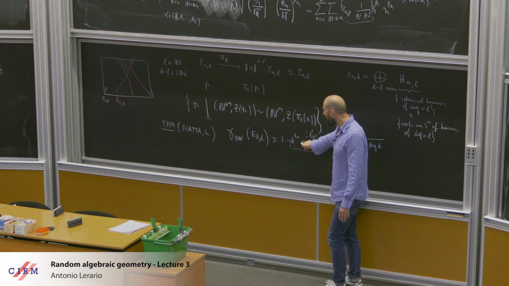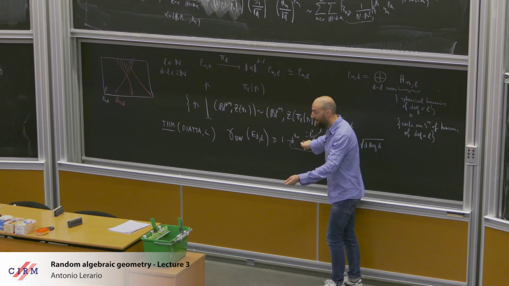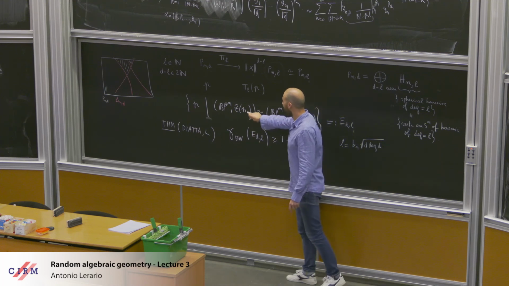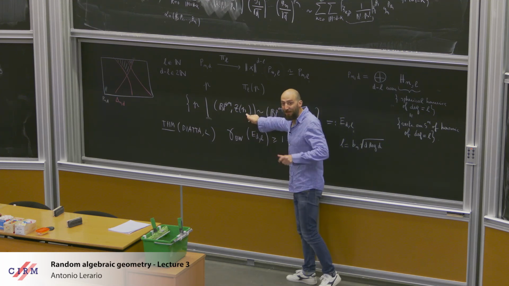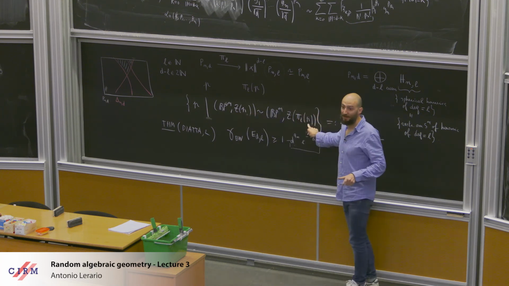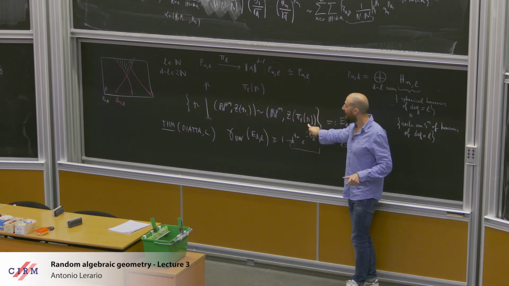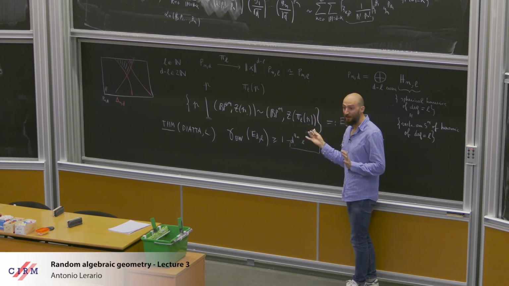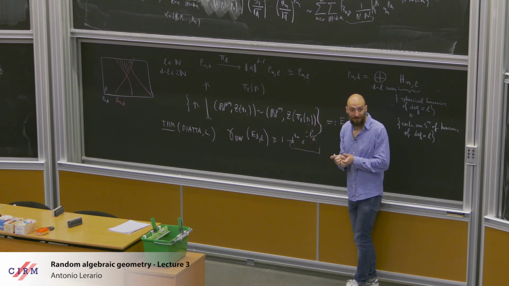So with probability that goes to 1, the zero set of a polynomial of degree d is diffeomorphic to the zero set of a polynomial of degree square root of d log d. See? And this is really a global approximation. You don't see it from the local thing.